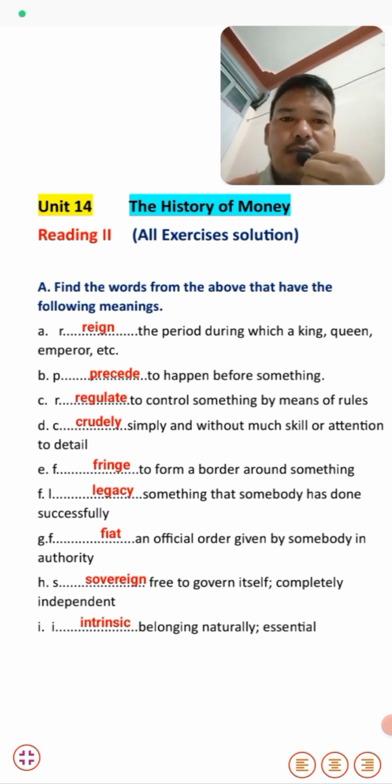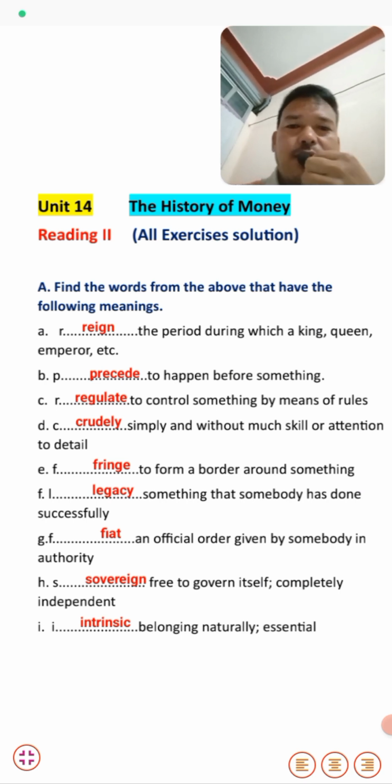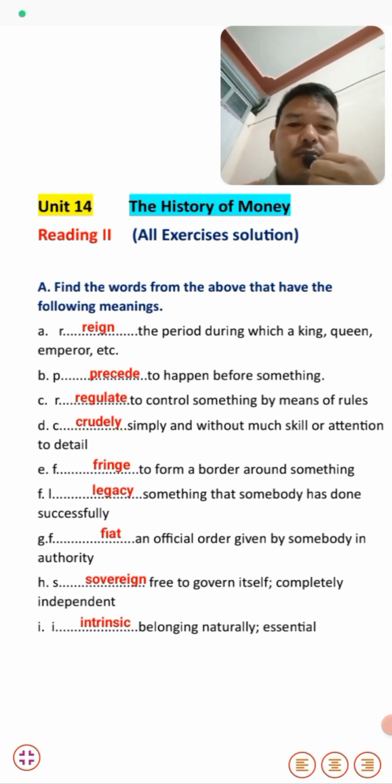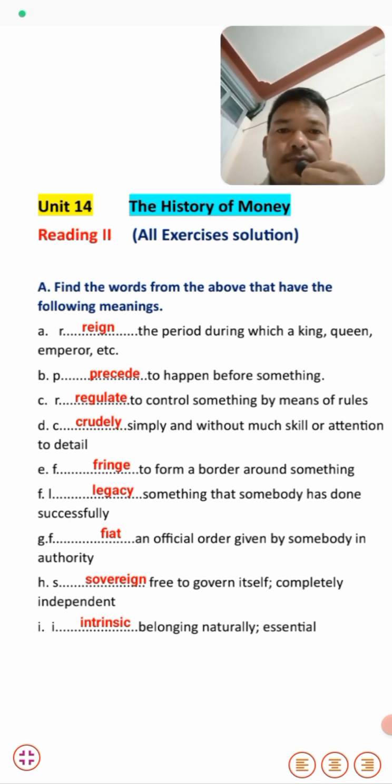Second, we have B number. P word is given here, students. It's "precede", that is to happen before something. And R word is given here, students. Now it's "regulate", to control something by means of rules. And here is D number. C, the first letter C is given here. It is "crudely": simply, without much skill or attention to detail.